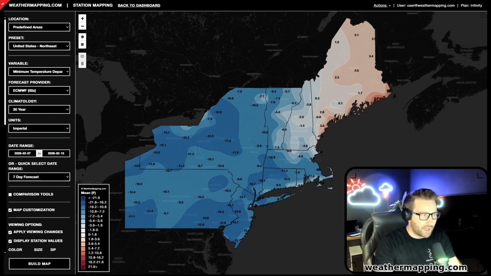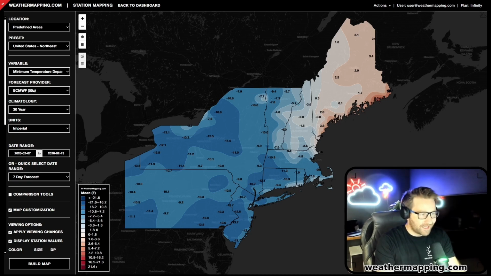Let's say the overnight low for early February in a city is 20 degrees Fahrenheit. If it's forecast to be a minimum temperature of 10 degrees, the departure is 10 minus 20, so minus 10 degrees. That location would be running about 10 degrees colder than normal. If the forecast low is 25 degrees, and the climatology is 20 degrees, then we'll have 25 minus 20, which equals plus 5 degrees. So that would be 5 degrees warmer than normal.